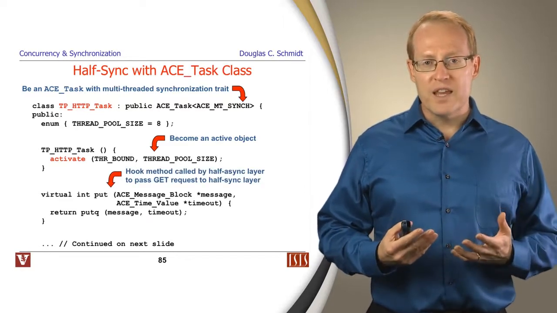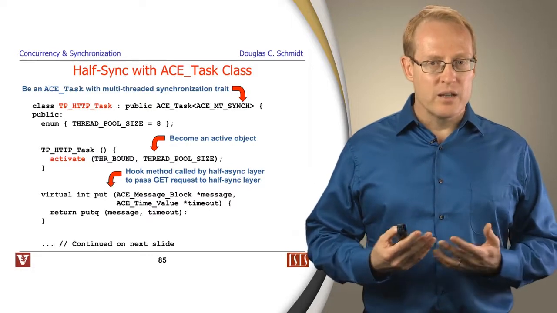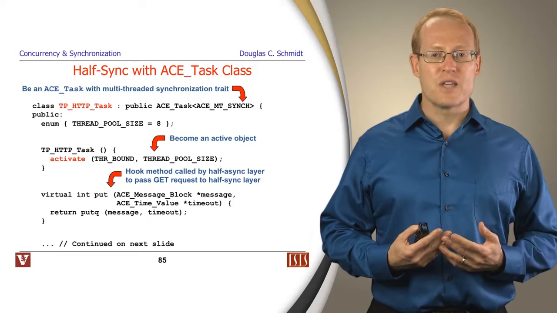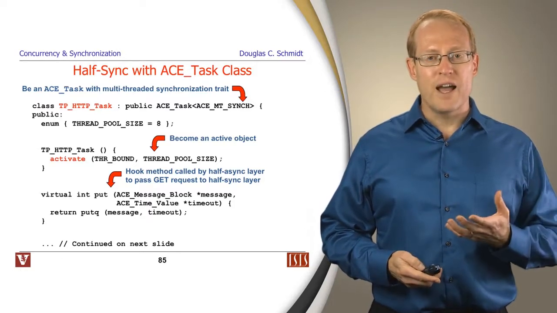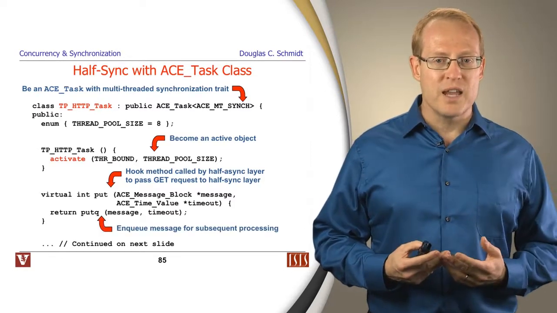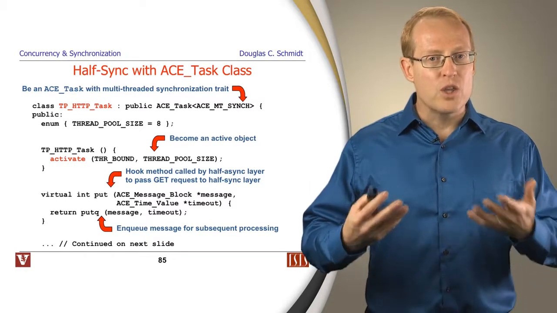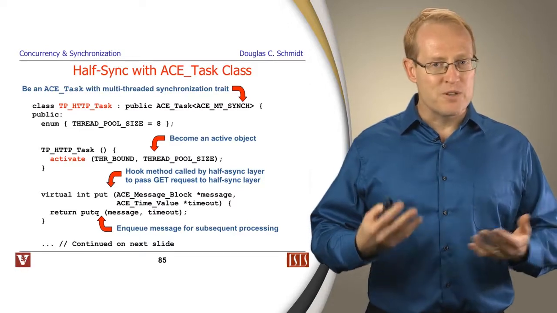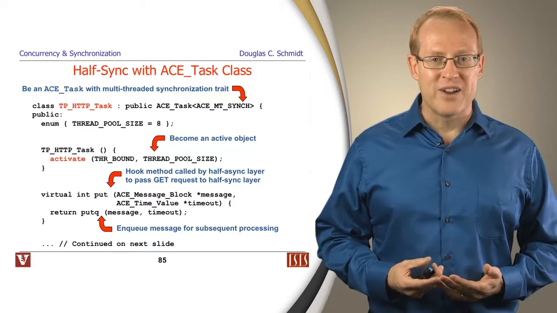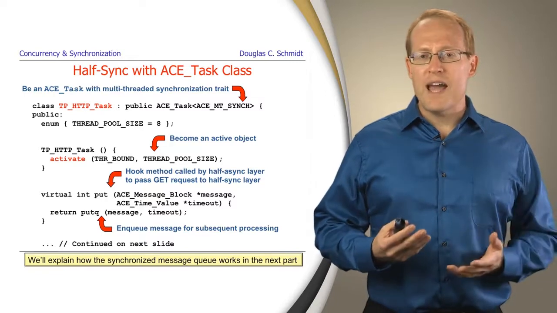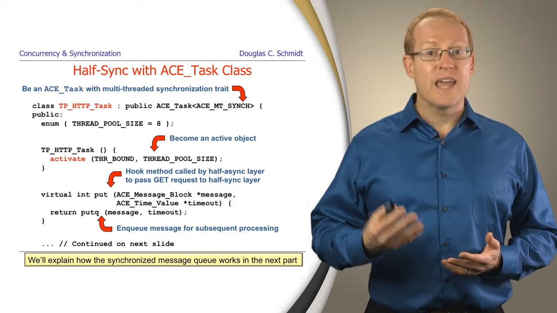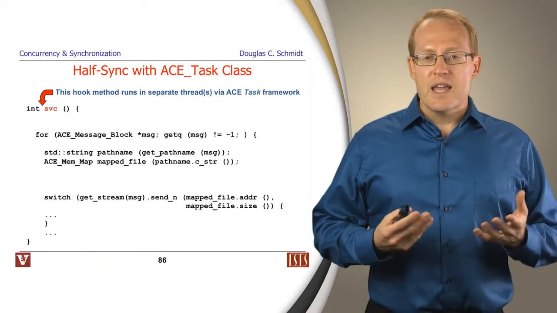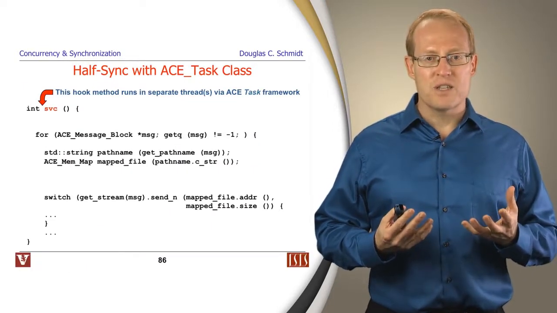When the put method is invoked on this particular active object as part of the handle input phase in the half-async portion of our design, that put method is going to take the message that is passed in, and then put it, or enqueue it, onto the thread-safe message queue. And that will then be used to feed into the method that we'll look at on the next slide. We'll explain how this synchronized request queue works in the next part of this module when we talk about the monitor object pattern.